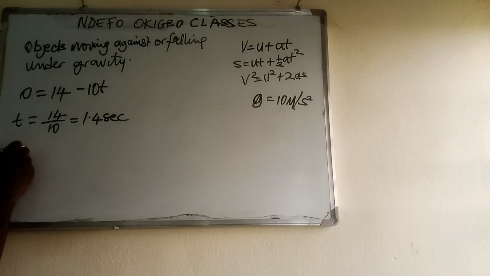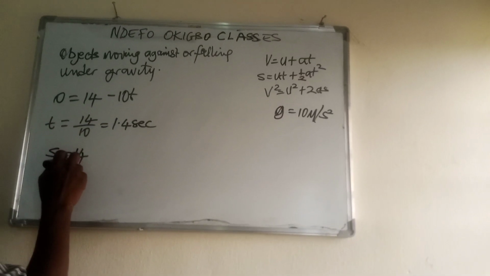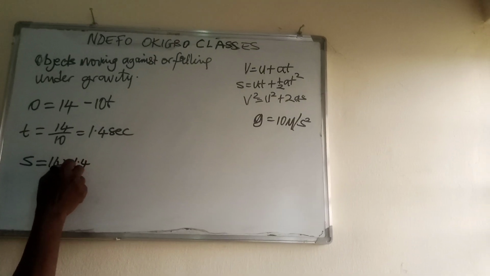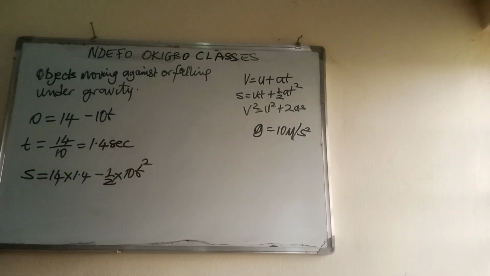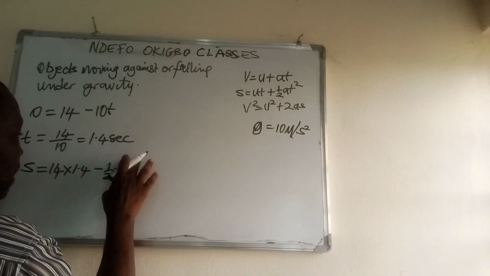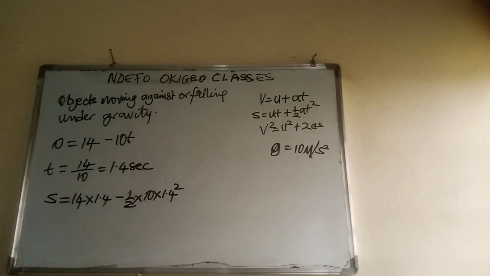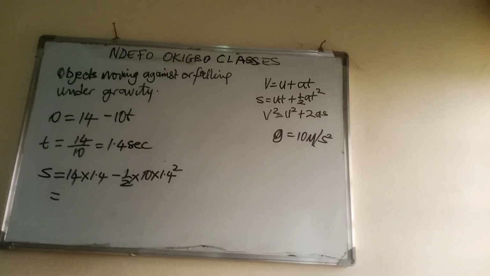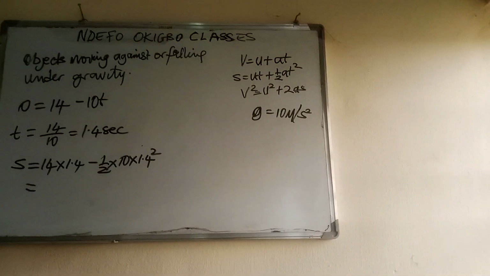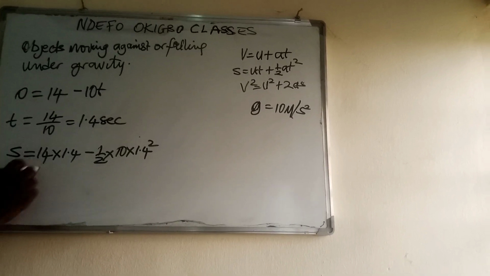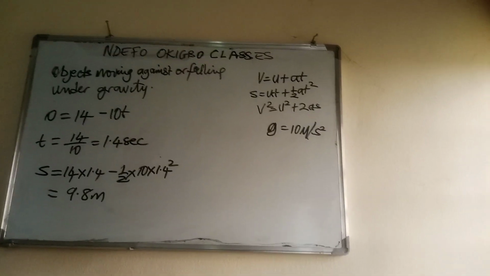If I use this one, s is equal to 14, the initial velocity, times 1.4, minus half times 10 times t squared. The 10 is given, and t is given, that times 1.4 squared. Time is given because we have known the time now. That's why we calculate the time first. If I work this out, I get 9.8 meters for the distance s. That's the highest height it will get to before it comes down.